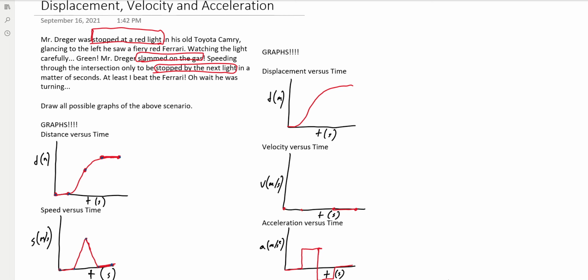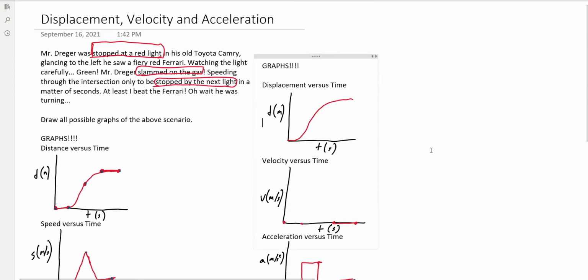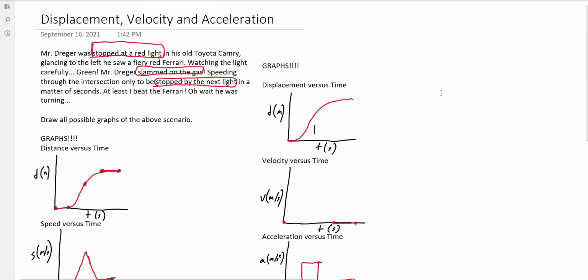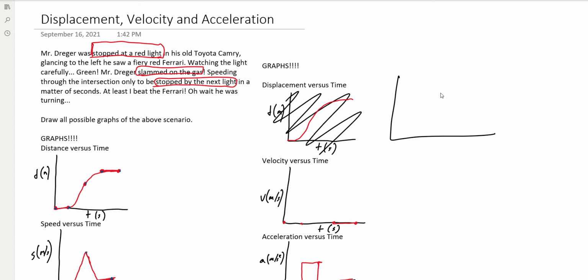It's not erasing for some reason. Okay, I'm not sure why that is. Let me delete it then. Click on it and delete it. What? Okay, well, I'm going to draw the line beside that. Okay, ignore this. Okay, we've got displacement versus time.